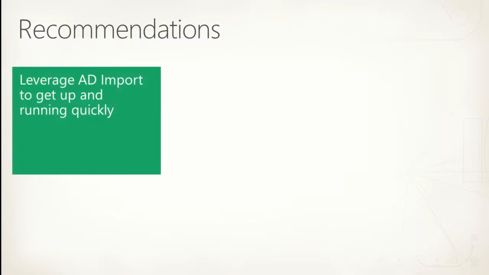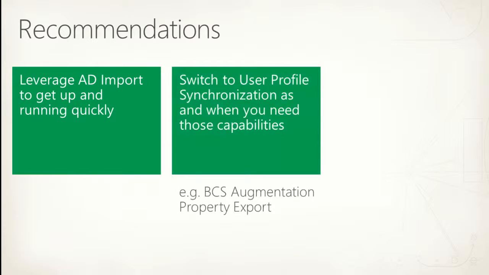And so finally, really the key message in terms of what's new is to leverage the AD import mode to get up and running quickly, and then as and when, or if, you need the capabilities offered by user profile synchronization, which is predominantly the ability to export properties as well as importing them, but also things like augmenting data from external systems with BCS. That's the point at which you would move to the user profile sync capability.